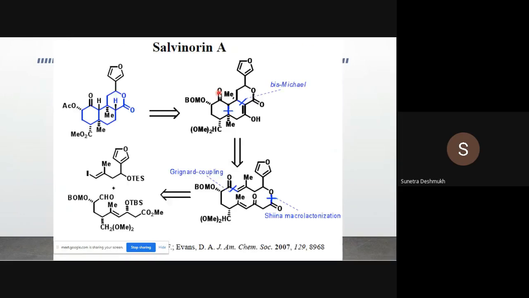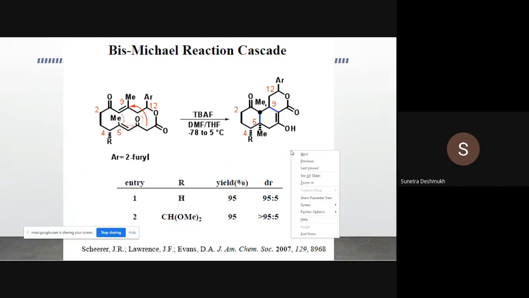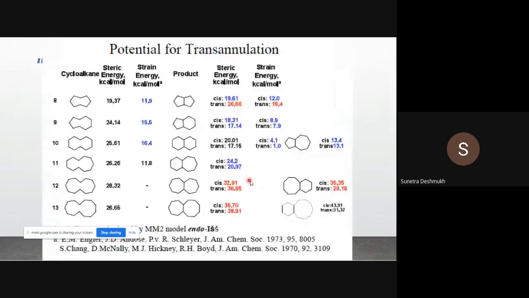So different types of big molecules of olefin natural products we can also synthesize via the transannular hydride shift pathway. Bis-Michael reaction, cascade reaction: from this big molecule, how we can synthesize this fused ring system. Scientists have very nicely utilized these transannular reactions. And here are some potentials for transannular reactions: from which starting material, from which cycloalkane, which product we can synthesize.